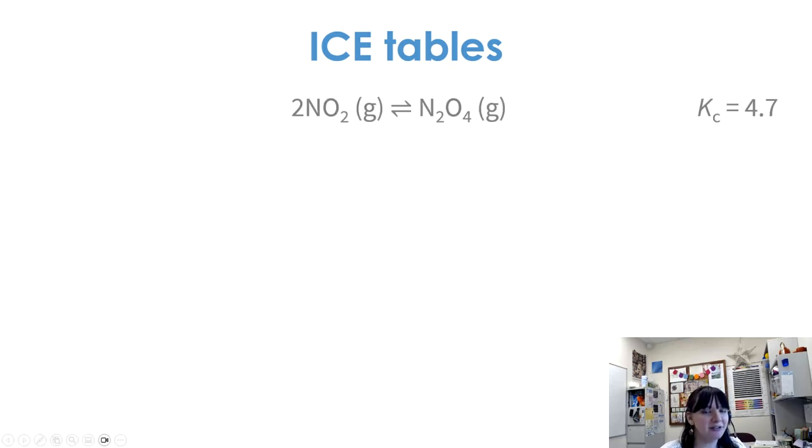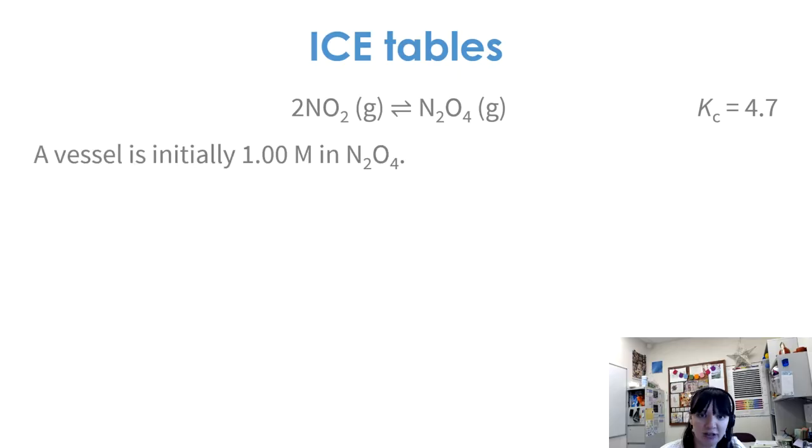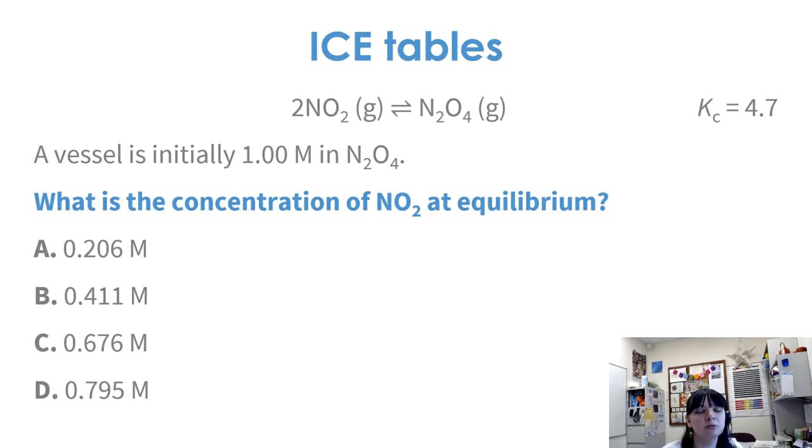So let's begin by looking at this reaction right here. So I have 2 moles of nitrogen dioxide forming 1 mole of dinitrogen tetroxide. This has an equilibrium constant of concentrations as 4.7. And let's say initially we have a vessel that is containing just N2O4, and it's initially 1.00 molar in N2O4. So my question following this up is, what is the concentration of nitrogen dioxide at equilibrium?